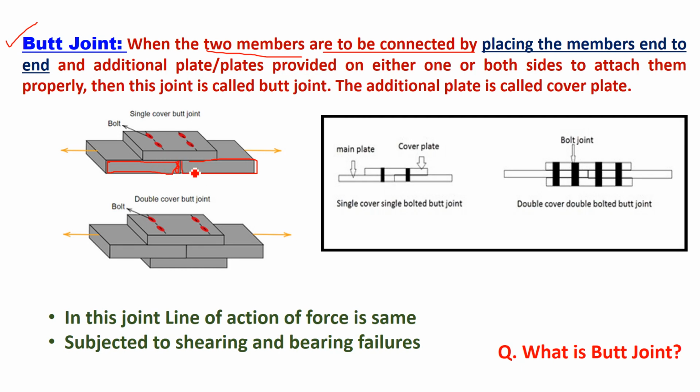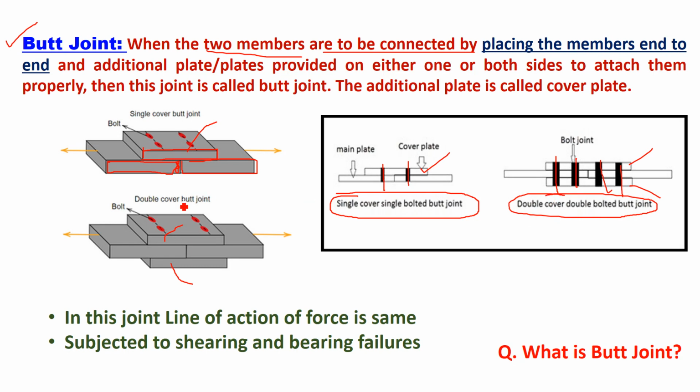And now to connect these two plates, one additional plate is kept over these two, which is called a cover plate. You can provide either a single cover plate or a double cover plate like this, top and bottom. So one or two cover plates are provided, then bolting is done from top to bottom. This is the bolted connection. Here two cover plates are provided, here a single cover plate is provided. That's why this is called a single bolted butt joint, and this is called a double cover, double bolted butt joint, right?